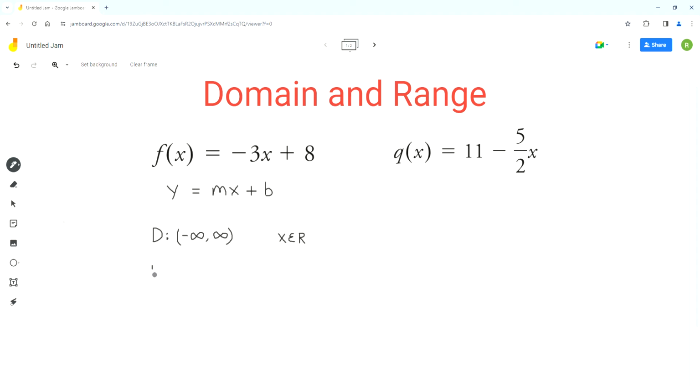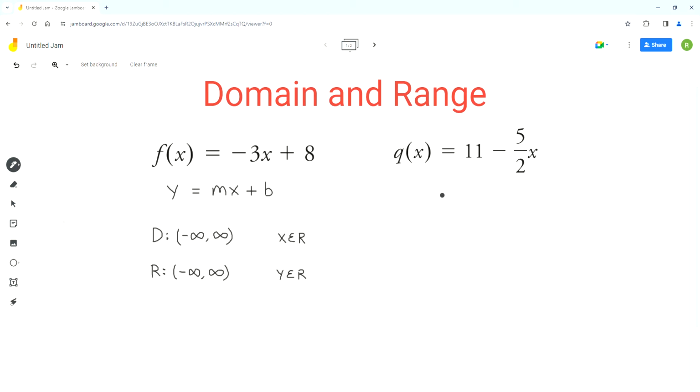Now we can write the range. As you may know, range is for y values. Since the graph of this function is an inclined straight line that extends indefinitely on both sides, there is no restriction on the range. So the range will also be negative infinity to positive infinity because the straight line will span the whole y-axis. In the other notation, the range can be written as y is any real number. So this should be the domain and range for the first function.